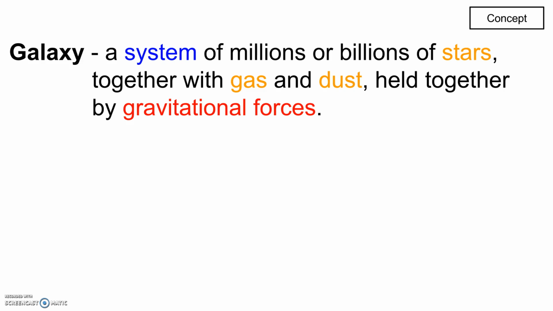So recall that a galaxy is a system, and a system is anything that functions together. So you have many components working together for one thing. The thing that makes up a system in a galaxy is the stars. Millions and billions, not just one star, but millions and billions of stars. They're mixed in there with gas and dust, and they're held together all by some type of gravitational force.